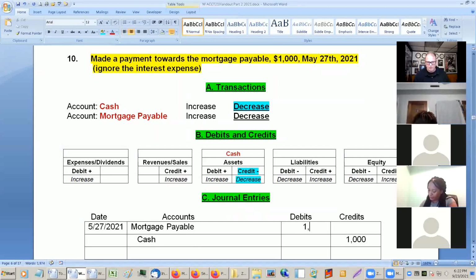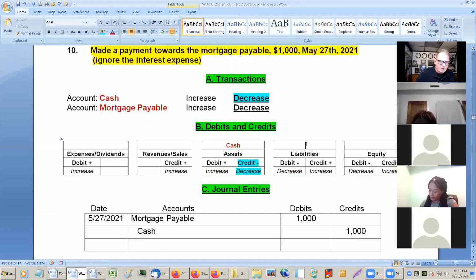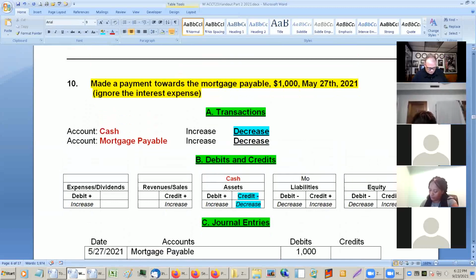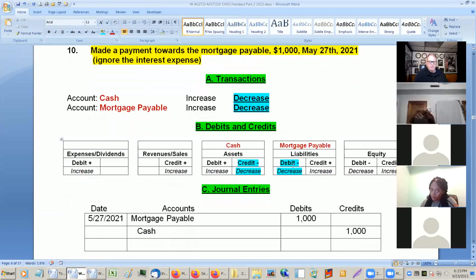So now you're absolutely right. The mortgage payable is a liability. And it's also decreasing. It's going to decrease with a debit. But like I say, if there's only two accounts and you get one side, you're done. You can make the journal entry.